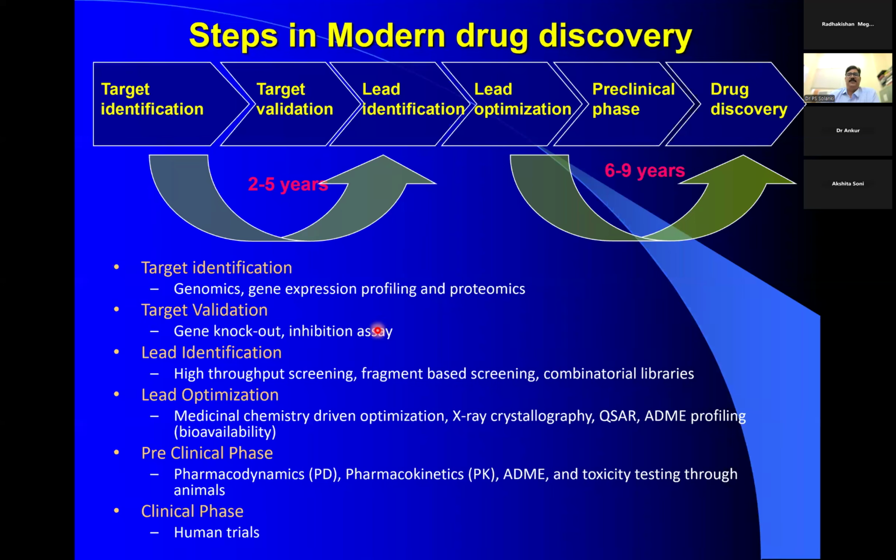Then proteomics, which analyzes the entire set of proteins produced by the organism. So RNA expression and protein expression. Based upon this, we identify the target.